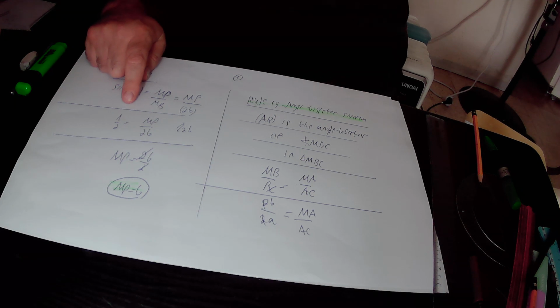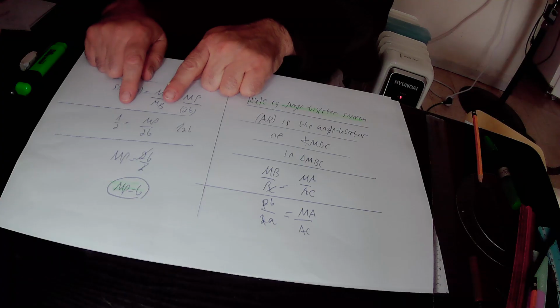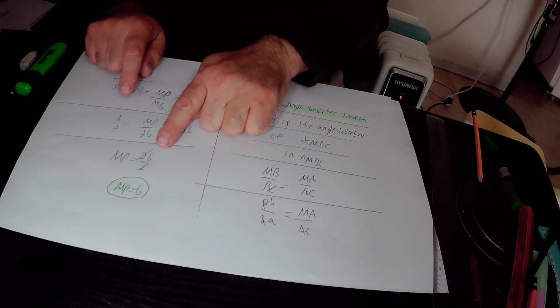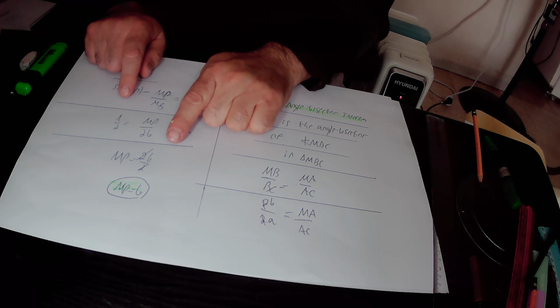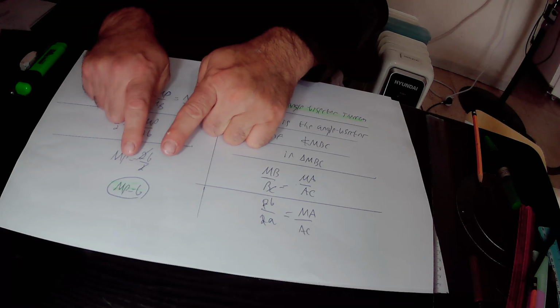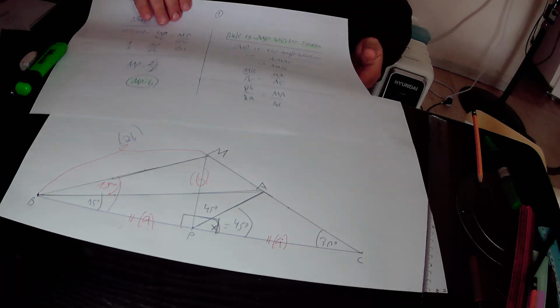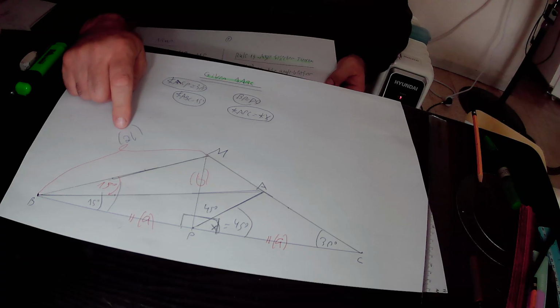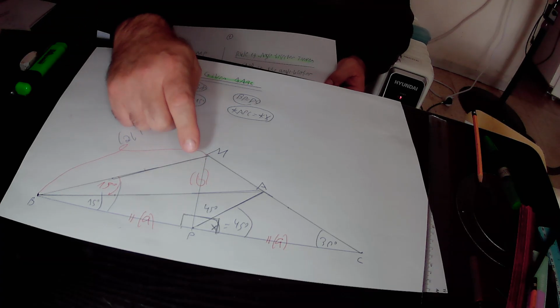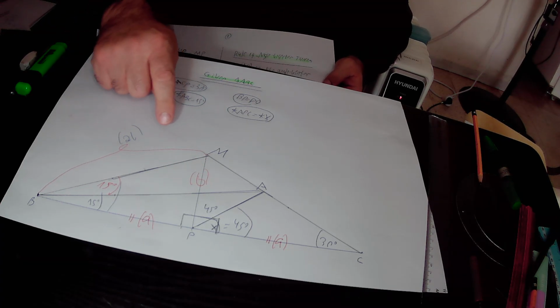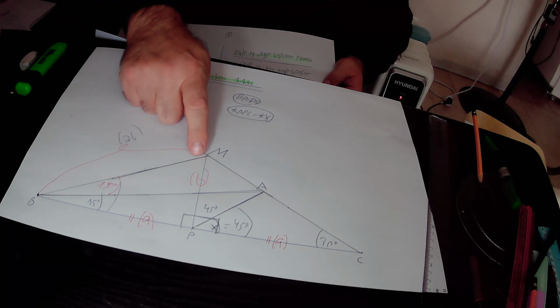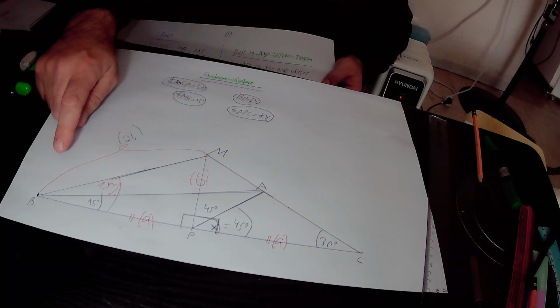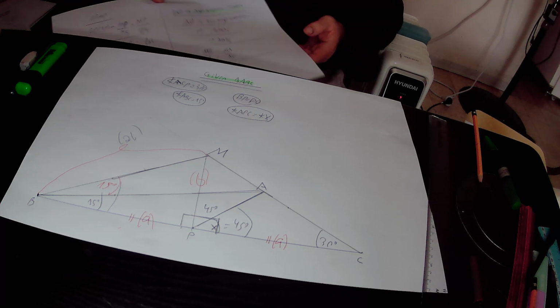We multiply this equation by 2B, and finally find that 2B over 2 equals MP. We have 2 in the numerator and 2 in the denominator, so the 2 gets cancelled, and we find that MP equals B units. That is to say, if MB equals 2B, then MP must equal B. That is to say, MB is twice as long as MP, or MP is half the length of MB.